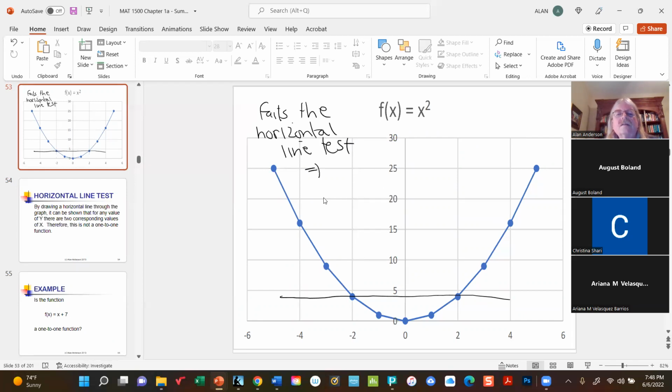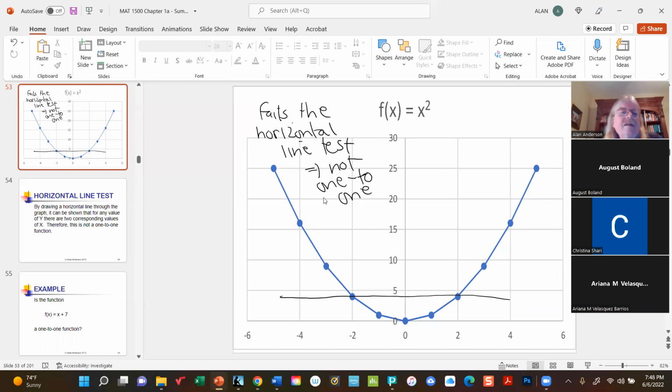And therefore, it is not one-to-one. All right, so if you draw a horizontal line anywhere and it touches two or more points on this curve, that means it is not one-to-one.